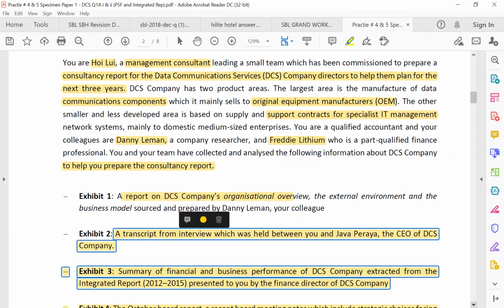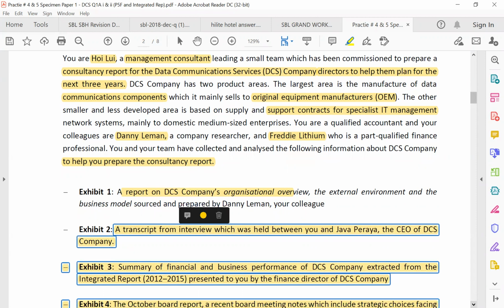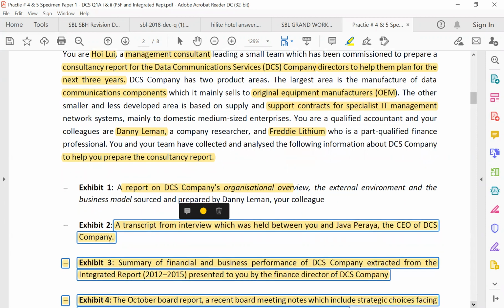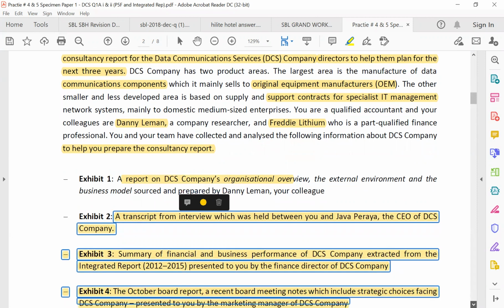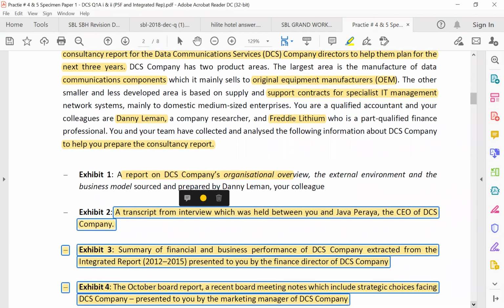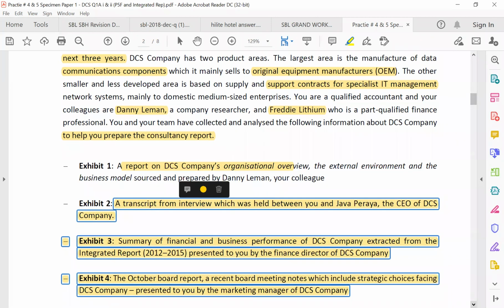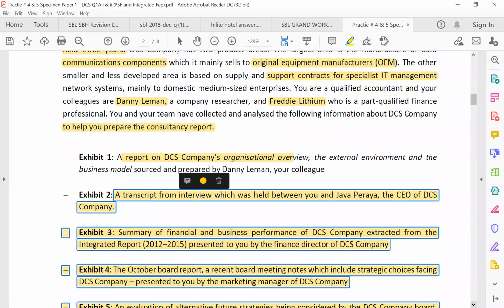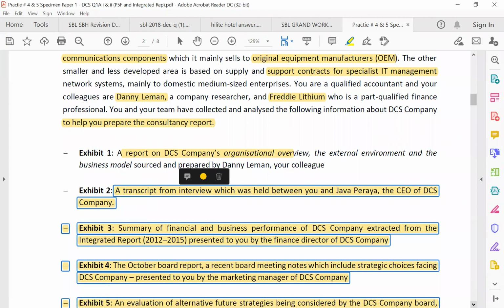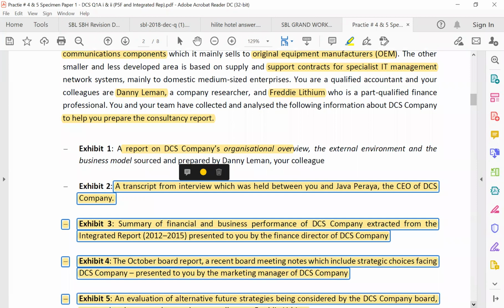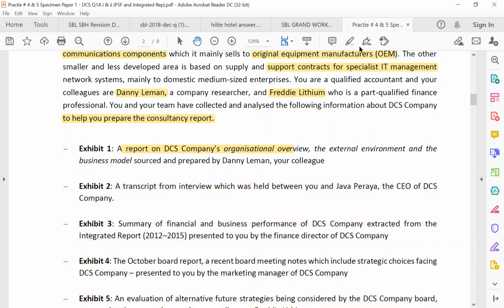Exhibit number 3 says, okay, just give me a minute. Okay, so exhibit number 2 is a transcript of the meeting that was held.